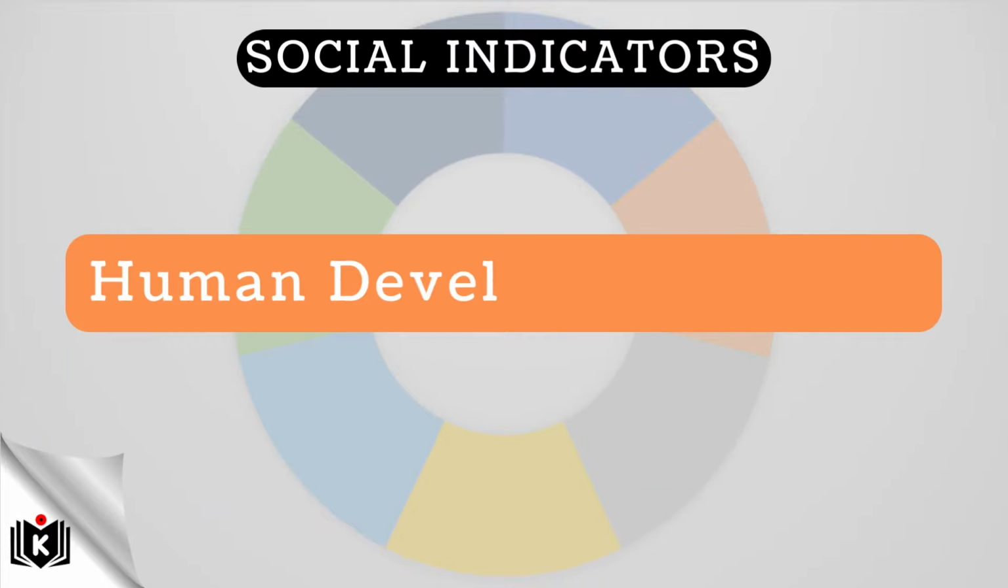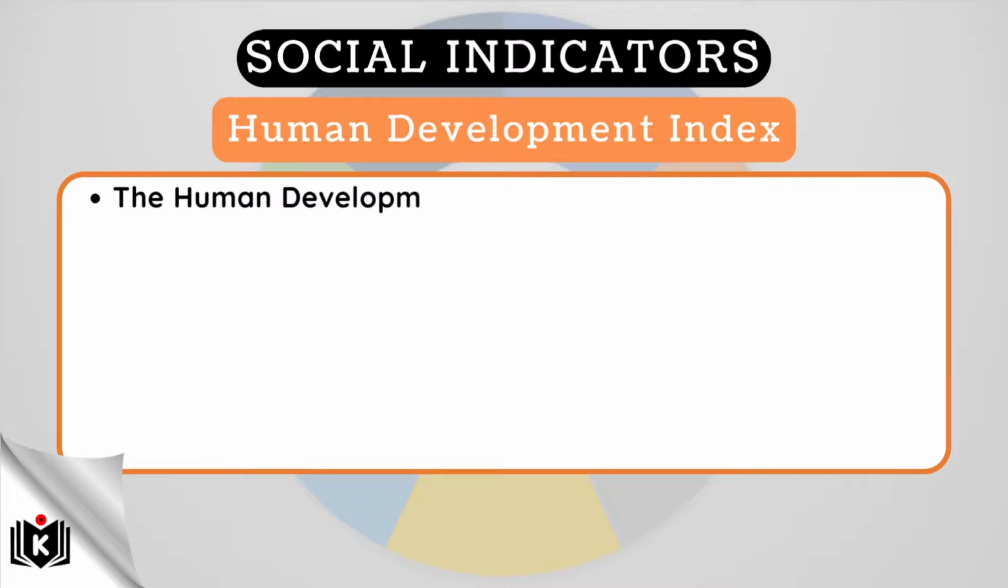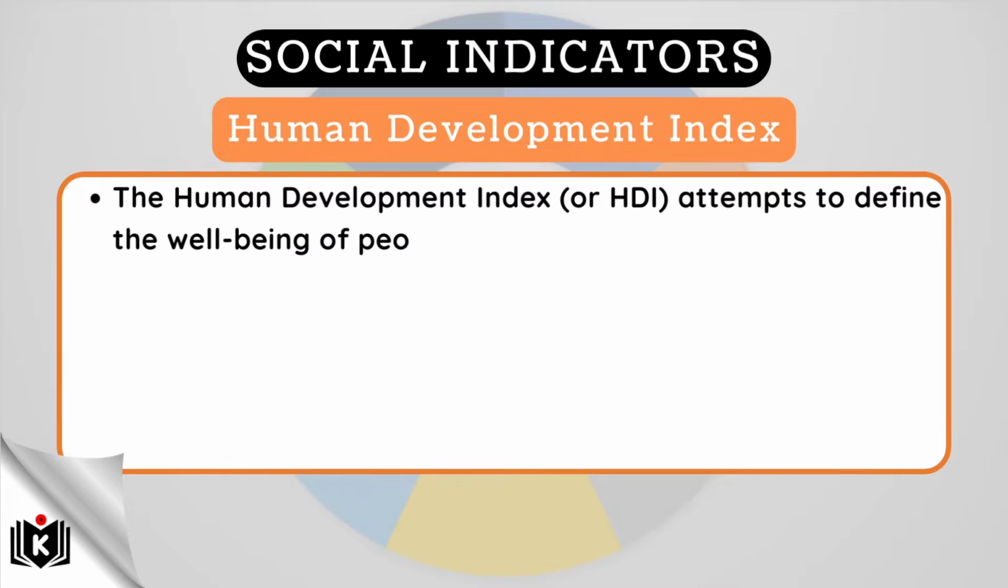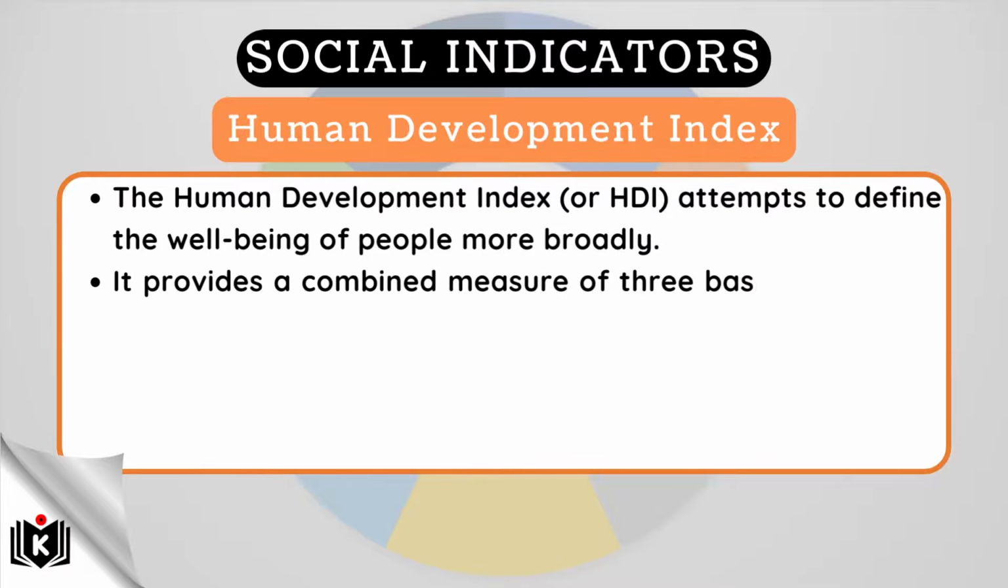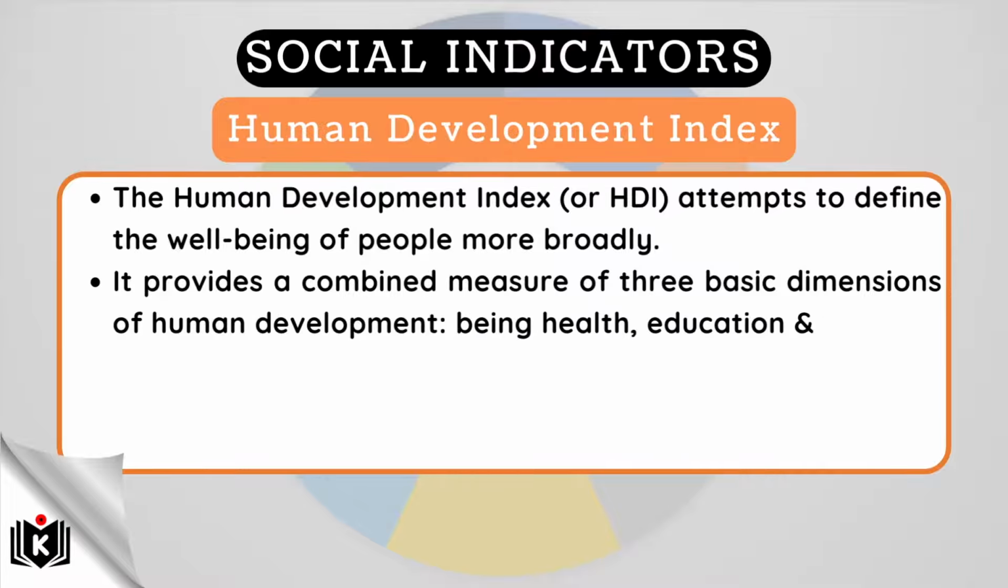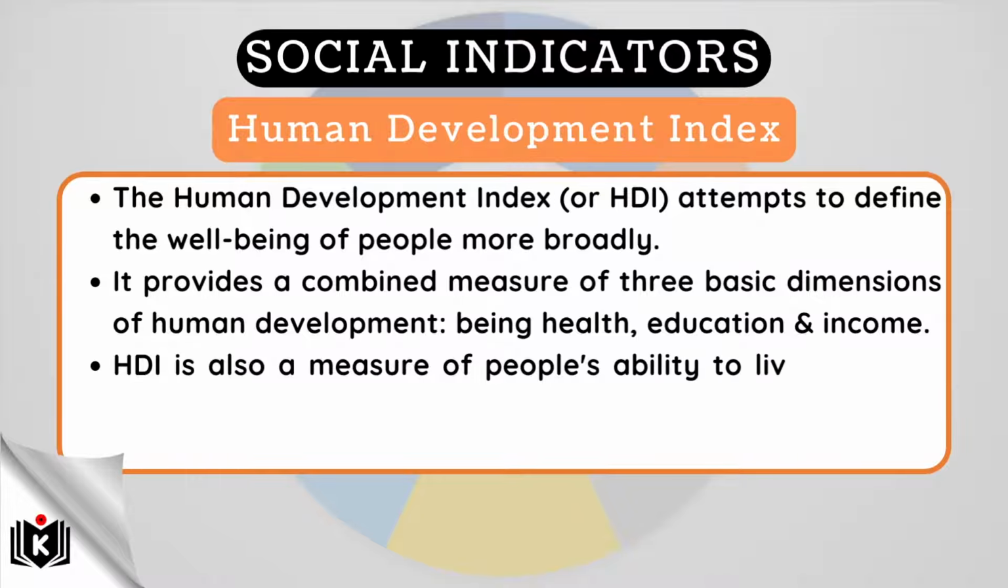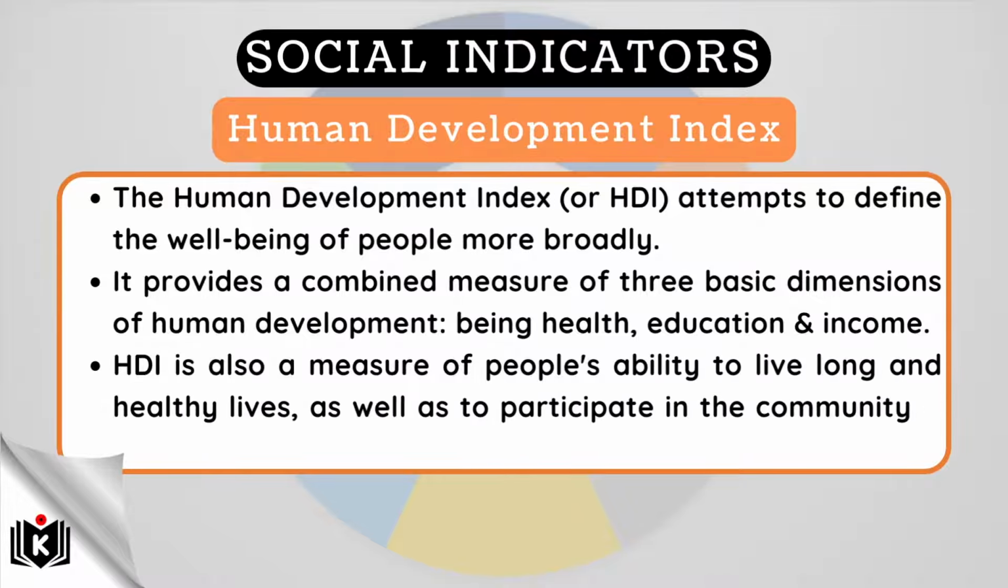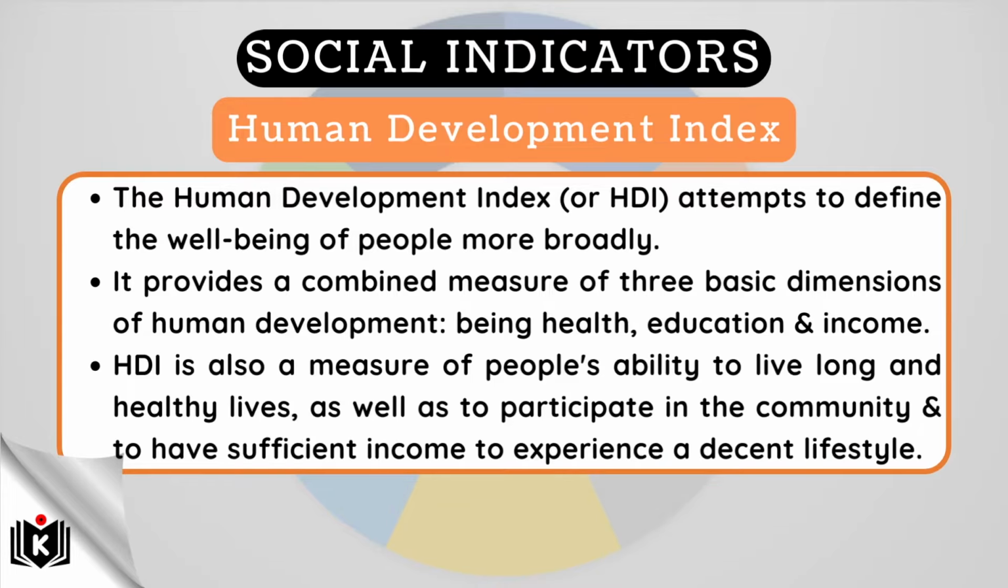Let's now discuss the Human Development Index. The Human Development Index, or HDI, attempts to define the well-being of people more broadly. It provides a combined measure of 3 basic dimensions of human development, being health, education, and income. HDI is also a measure of people's ability to live long and healthy lives, as well as to participate in the community and to have sufficient income to experience a decent lifestyle.